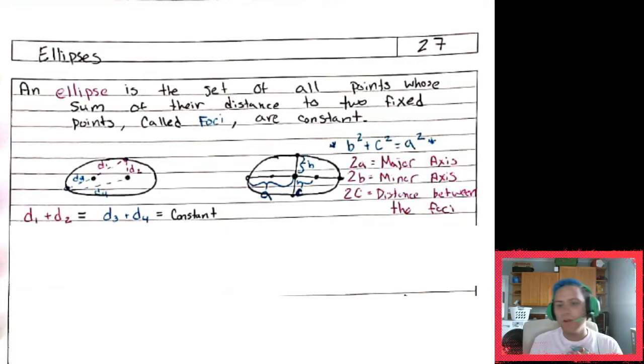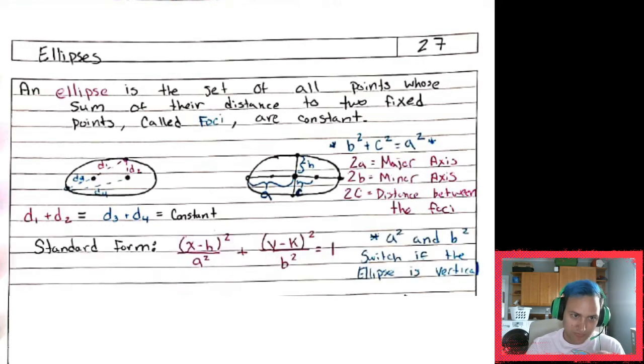Okay, so let's take a look at our formula first before we go on. The standard form of an ellipse looks like this: (x minus h) squared over a squared plus (y minus k) squared over b squared equals 1. Remember we said with parabolas, same thing. h and k are your x and y of the center, the little center point in the middle. a squared and b squared represent your major and minor axis.